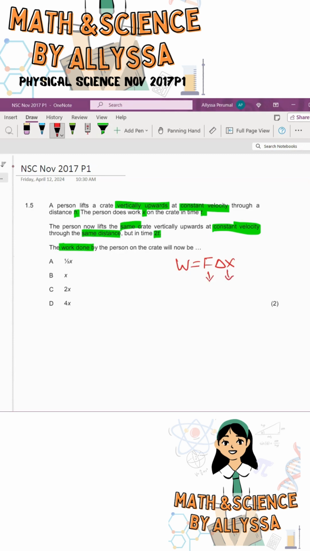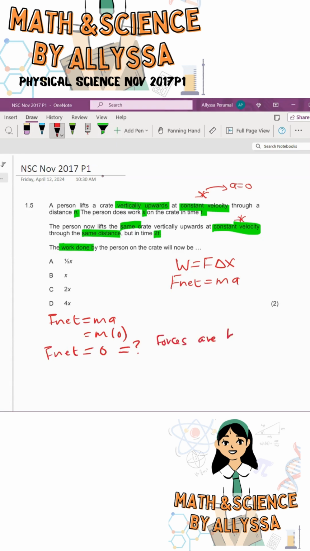F net is equal to mass times acceleration, but acceleration is 0. So that means that F net is mass times 0, which is 0. Now, what does F net being equal to 0 mean for us? It means that your forces are balanced. It does not mean that your forces are equal to 0. It means that they are balanced.